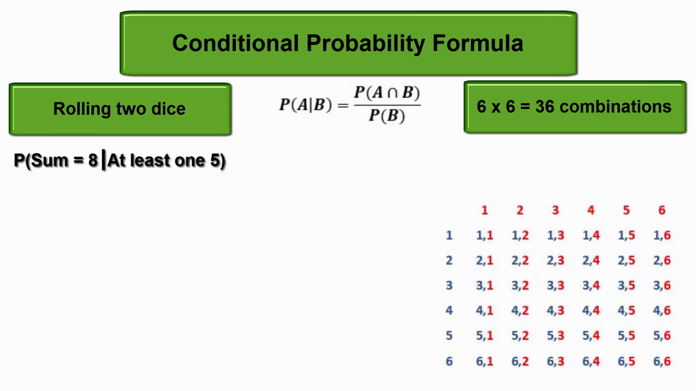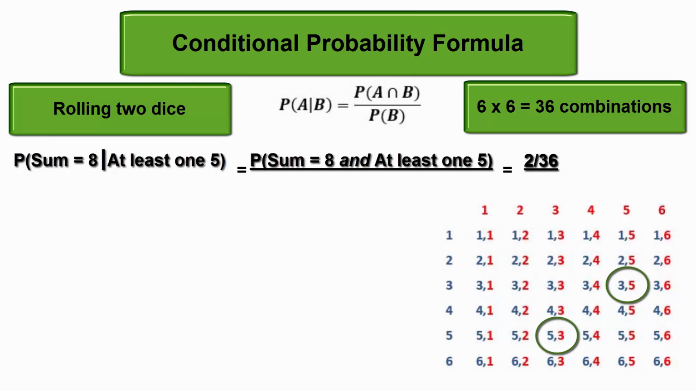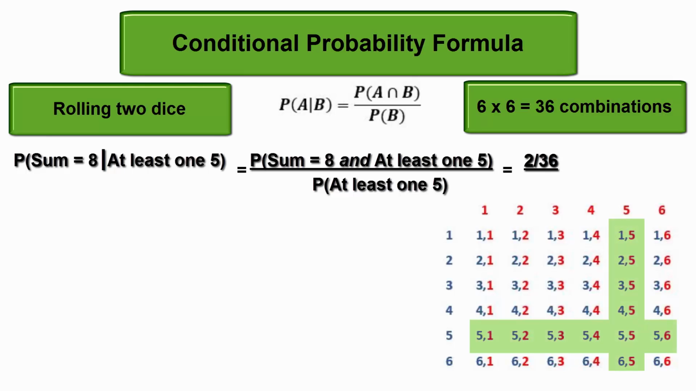Now, find the probability that the sum of 2 dice is 8, knowing that at least 1 5 is rolled. Formula approach, the probability of the sum is 8 and at least 1 5 is rolled. Well, this is 2 out of 36. Divide this by the probability that at least 1 5 was rolled, because this was the information given, the condition given. There are 11 of 36 combinations with at least 1 5. Thus, 11/36. Divide 2/36 by 11/36. Hopefully we see that this is 2/11ths.